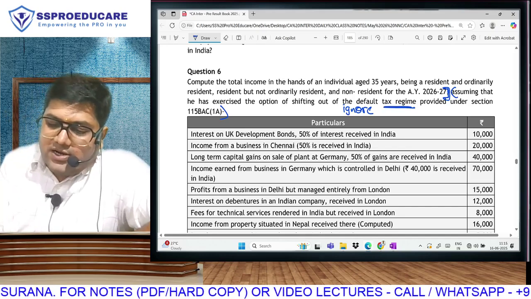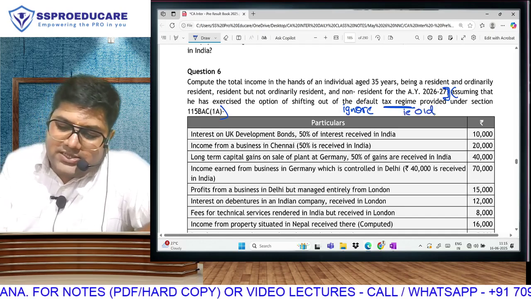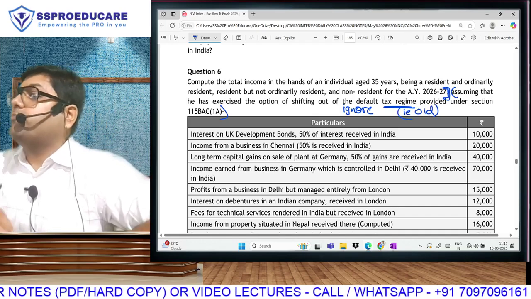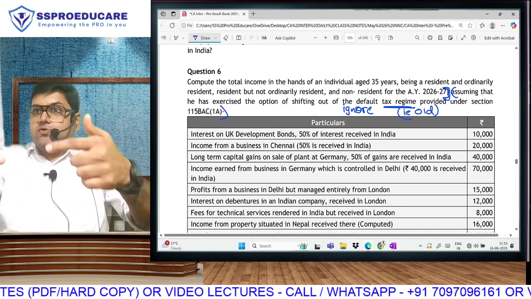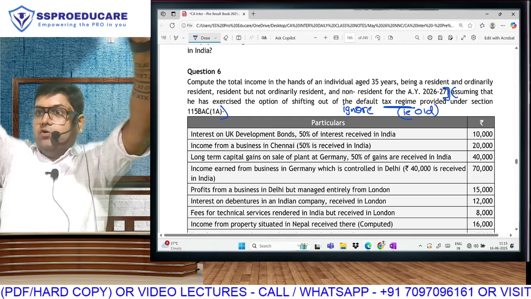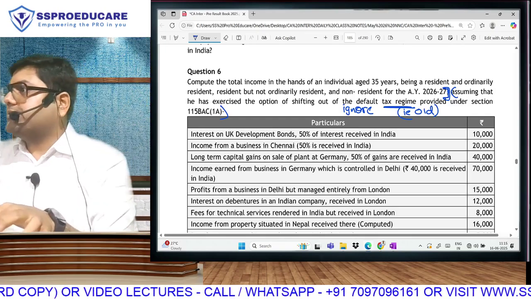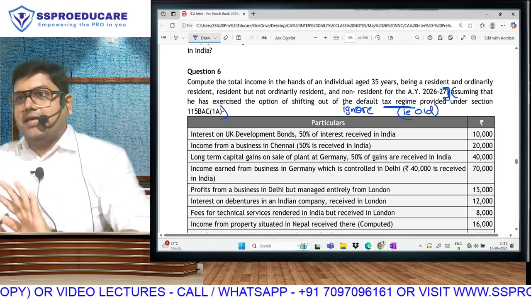Opted out of default regime means I am in the old regime, because as of now in our country, by default, if you don't say anything, they will put you in new regime. So if you want to go to the old regime, you have to say, sir, I don't want new. So default regime is new. Opted out of default means old. But as I said, it is not relevant.